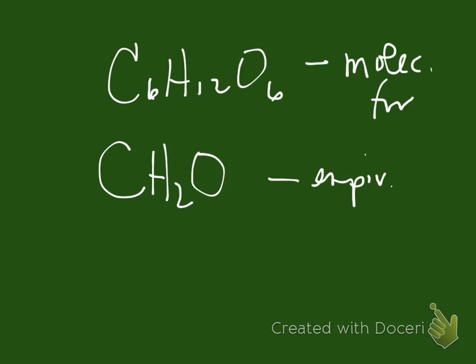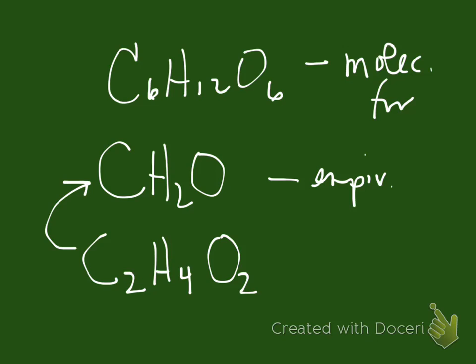Now, here's the interesting part. And you already figured this out, I'm sure, because you're clever critters. More than one substance can have the same empirical formula. Duh. It's a ratio. So C2H4O2, which is a molecular formula, has the same empirical formula as glucose. It's not glucose, it's a different substance.